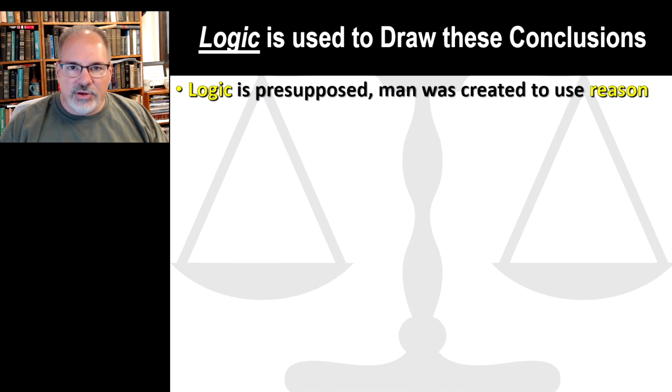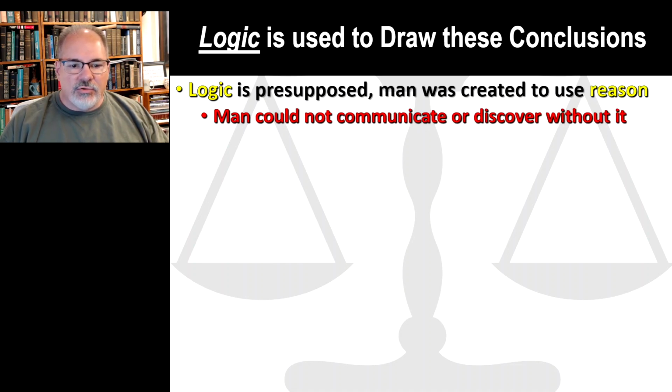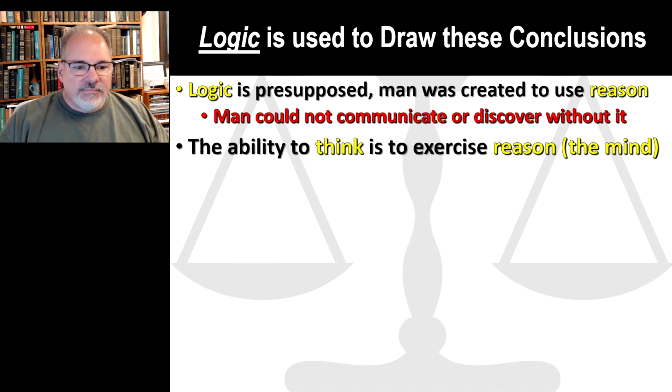So man is created with a reason, the ability to do that. And man could not communicate or discover without it. In other words, without us utilizing our reasoning abilities and logic, we can't really do anything. We can't communicate. You wouldn't understand what I'm saying. What I would be saying would be meaningless. What you would say would be meaningless if we were not reasoning through the logic of what is presented or claimed or cases made. The ability to think is to exercise reason.